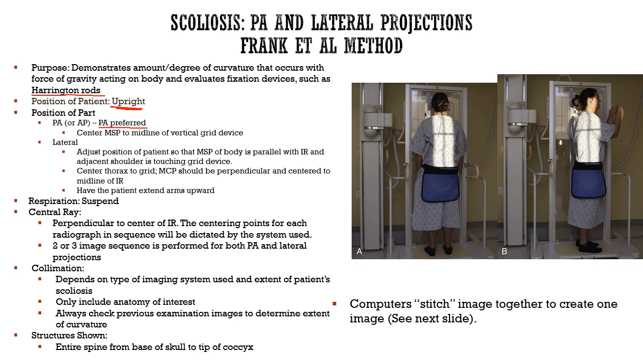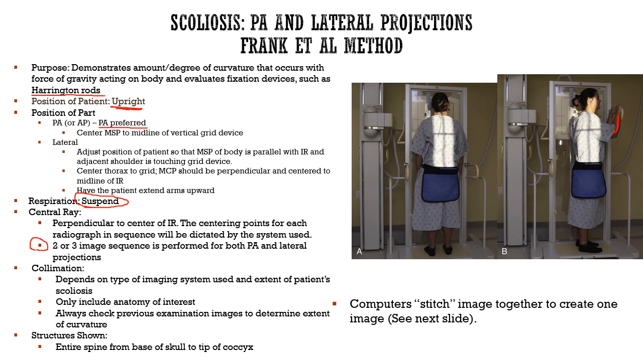We want to have the arms upright for the lateral projection. We're going to have the patient suspend respiration, and we're going to be perpendicular to the center of the image receptor. Now for this exam, we should have 2 to 3 image sequences performed for the PA and lateral projections. It really depends upon the type of imaging system and also the extent of the patient's scoliosis. But you only want to include the anatomy of interest. Always check previous exam images to determine the extent of the curvature too.